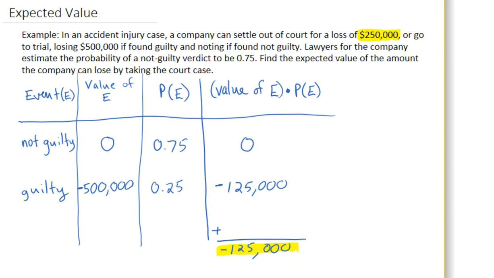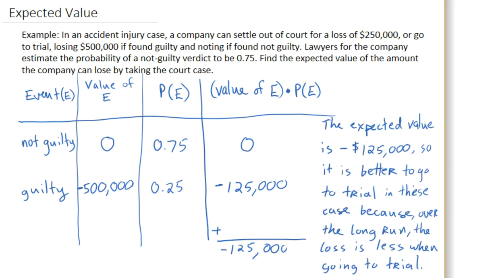Now, literally, if you go to trial and lose, you're going to lose $500,000. So this isn't a way of deciding things if this is a one-time deal. This is, if I'm faced with this scenario over and over and over again, on average, I can expect to lose $125,000 going to trial, whereas settling outside is $250,000, so I'm better to go to trial.